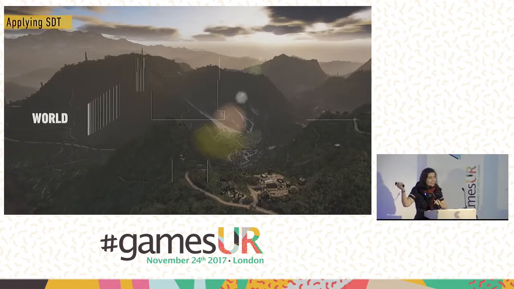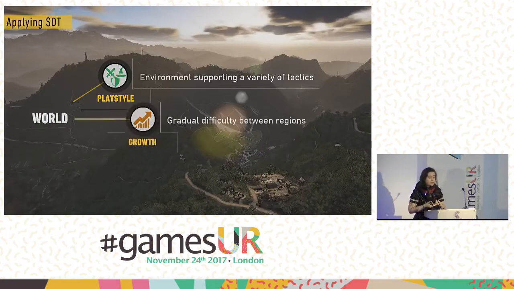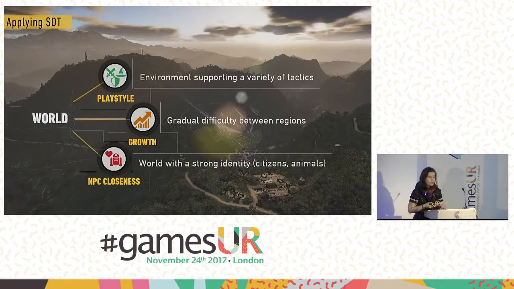Let's take a look at the world as an example. When we took the example of playstyle, we wanted our world to offer environments supporting a variety of tactics. We also wanted to offer players a gradual difficulty between regions of our world, and that our world has a strong identity with interesting citizens, animals, memorable landmarks, etc.